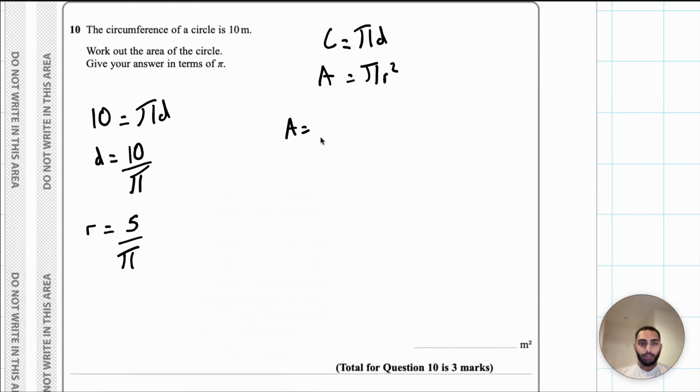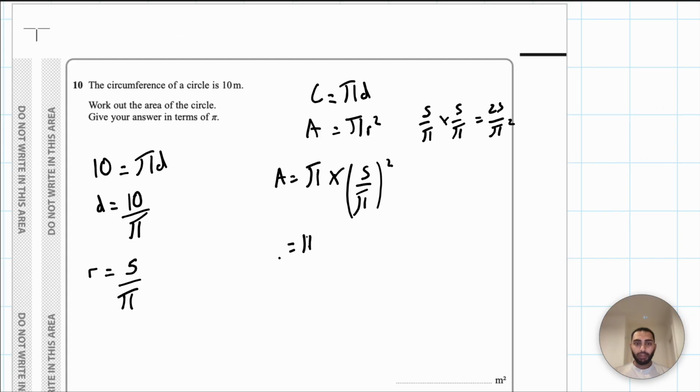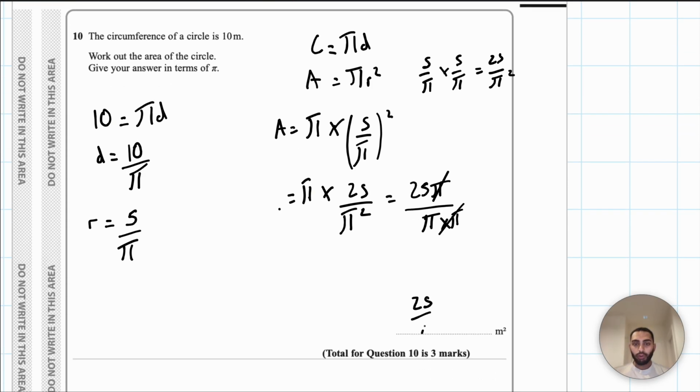So area is equal to pi multiplied by my radius squared. So it's 5 over pi, squared. This means 5 over pi multiplied by 5 over pi. And 5 times 5 is 25 and pi times pi is pi squared. Bring this over here, we have pi multiplied by 25 over pi squared, which is pi times 25, which is 25 pi, over pi squared. And you can think of this pi squared as pi times pi. So that means one of these pi's is going to cancel out. Final answer would be 25 over pi.